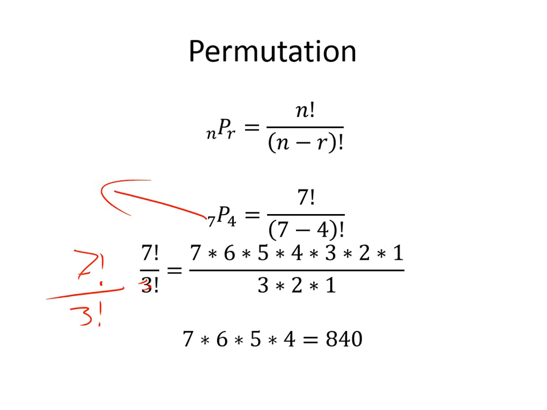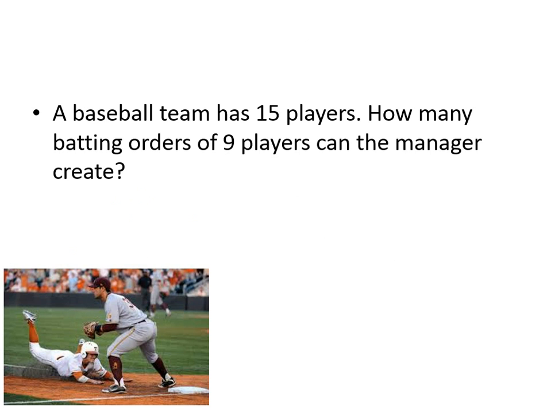Okay, and so permutation, the order matters. Okay, order matters. That's the key. Okay, a baseball team has 15 players. How many batting orders of 9 players can the manager create? Okay, not worrying about positions or anything. You could think this is like a high school team where everybody can play any position, or a senior league softball league.